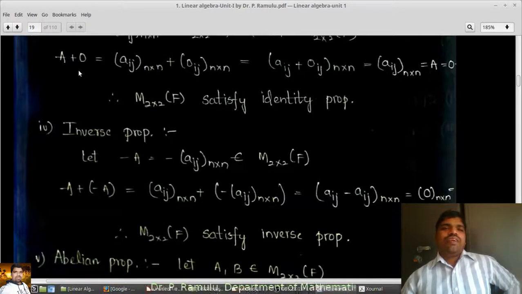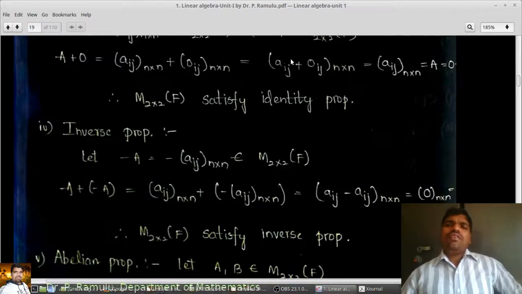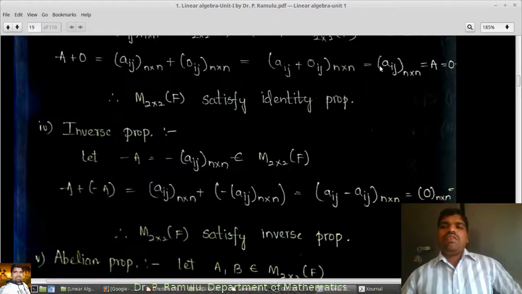I am writing A plus O, which is Aij n cross n plus Oij n cross n, equal to A. I am adding the elements, Aij plus Oij equal to Aij, n cross n. Here Aij and Oij belong to F, so A11 and so on, with O being the number 0. All elements belonging to the field satisfy the identity property, so Aij plus Oij equals Aij. Here M n cross n satisfies the identity property. Next, the inverse property.